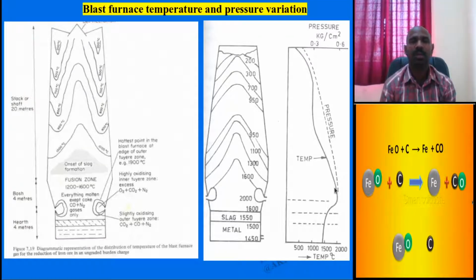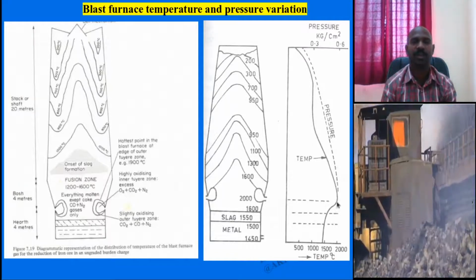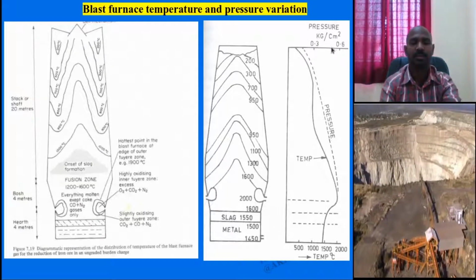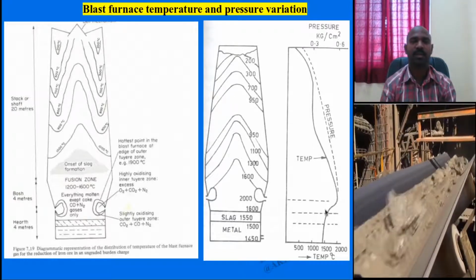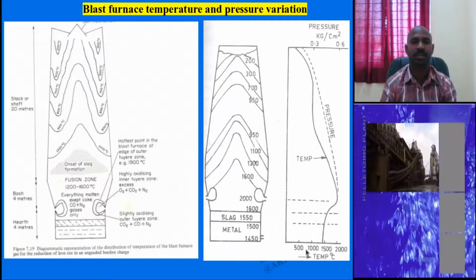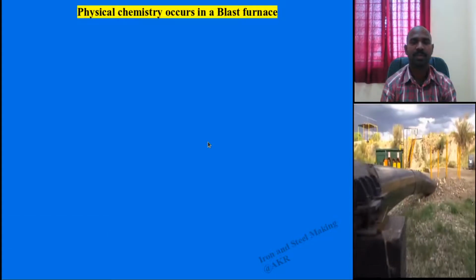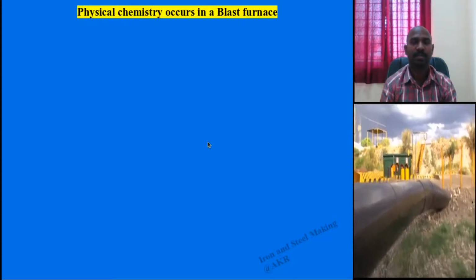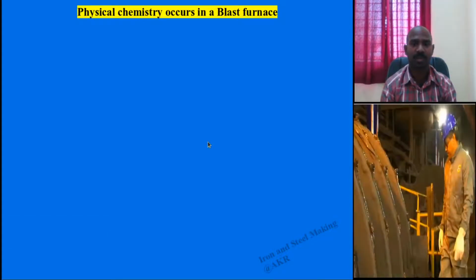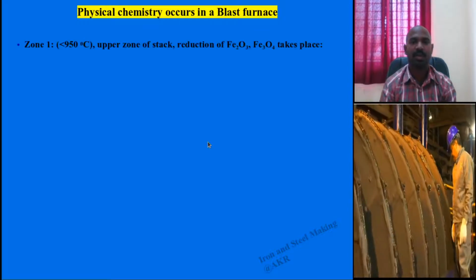Dotted line gives the pressure variation. At this particular top it is 0.3 kg per centimeter square, and near the Bosch zone it is 0.6 kg per centimeter square with the combined temperature. Now let us know the physical chemistry happening in the blast furnace.